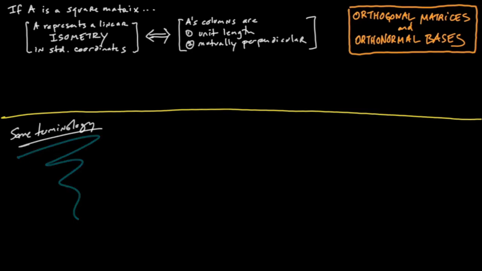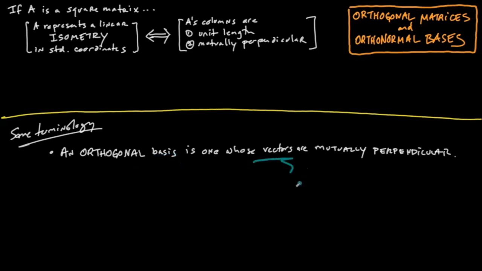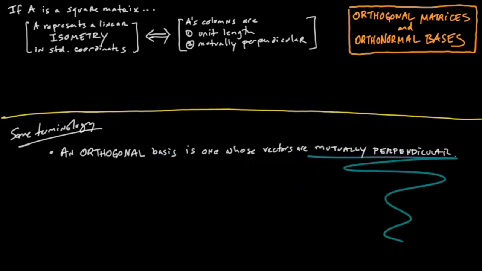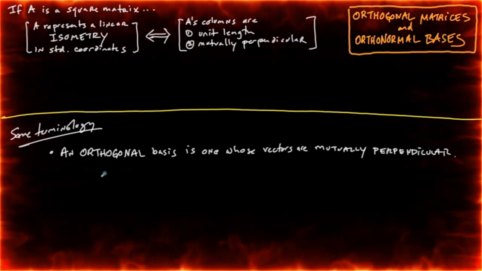So let's start with some reasonable terminology. I'm going to begin by talking about some special properties that a basis might or might not have. An orthogonal basis is one whose vectors are mutually perpendicular. This is a pretty natural definition, at least if you know that orthogonal basically means perpendicular. I mean, I suppose we could have called this a perpendicular basis, but that would have been too easy, so we use a synonym.